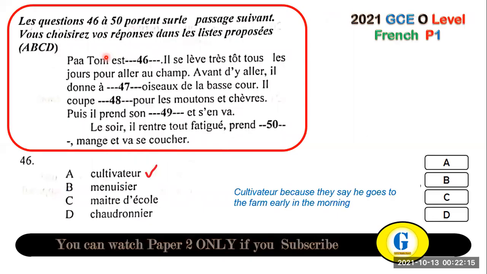46, questions 46 to 50 concern the passage below. Choose the correct answer from the list that is proposed. We have A, B, C, and D. So we read, par Tom est blah, blah, blah. We cannot know the answer here because we don't have enough information. So we continue to read. Il se lèverait tôt tous les jours pour aller au champ. So if par Tom goes to the champ, that's the farm, every day, then par Tom must be a farmer. So donc, il est cultivateur. Par Tom est cultivateur.